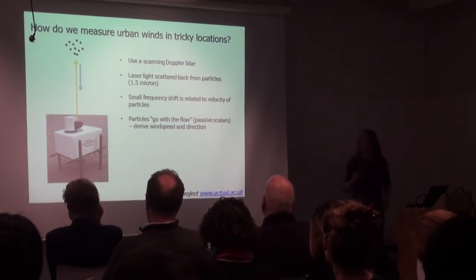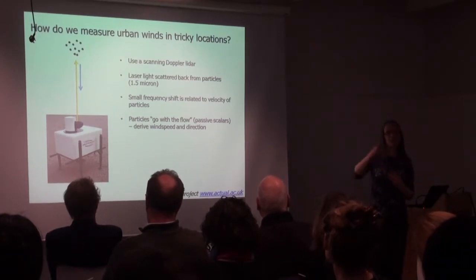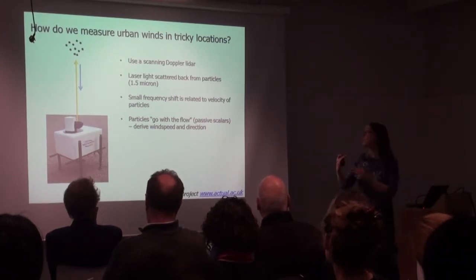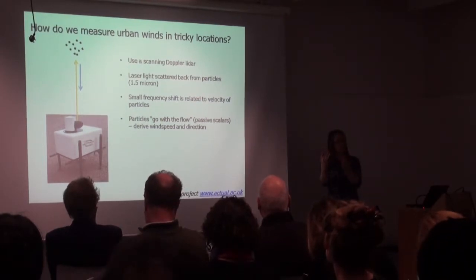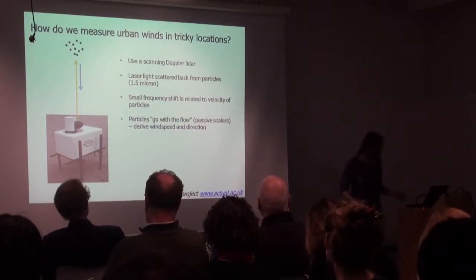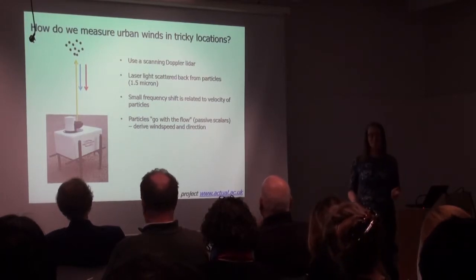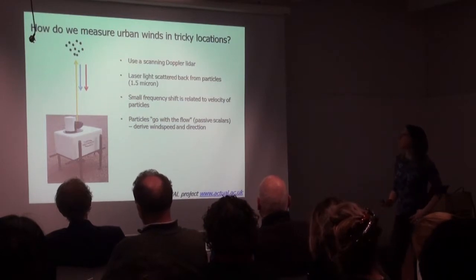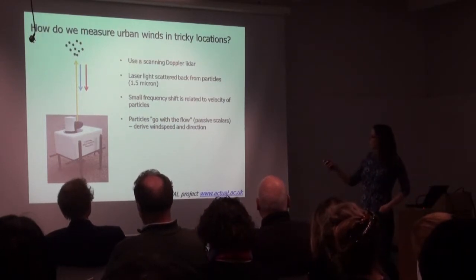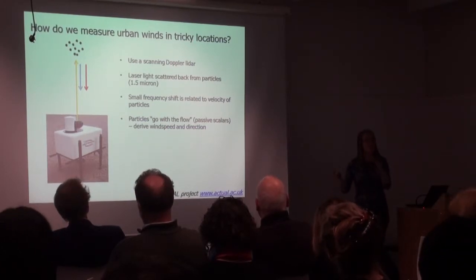The clever thing about our particular instrument is that it's Dopplerized. So we send a certain frequency of light out. If the particles are moving away from the sensor, then there will be a shift in frequency coming back. If they're coming towards the sensor, then we'll get an increase in frequency. So it's just like an ambulance going past, right? The siren will change pitch. So we can make a very good direct wind velocity measurement.